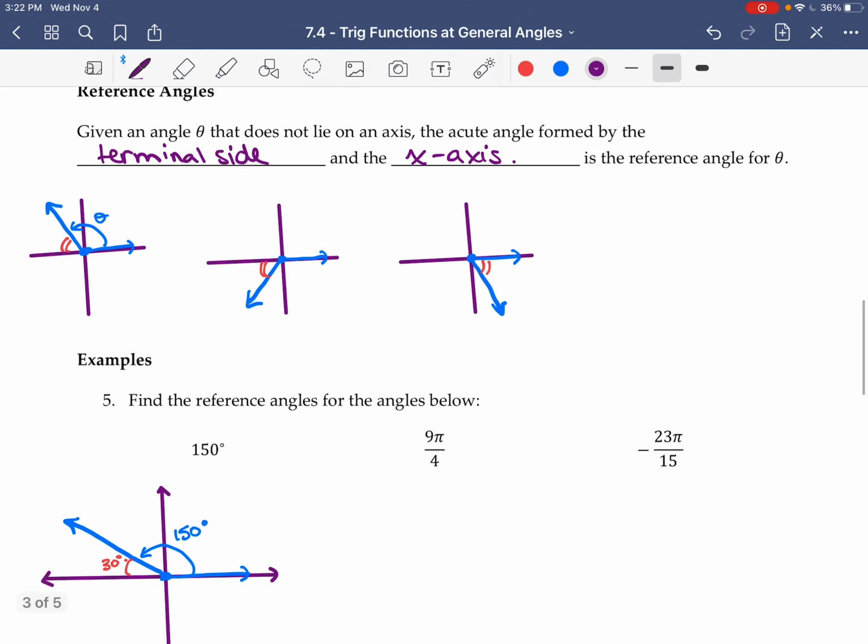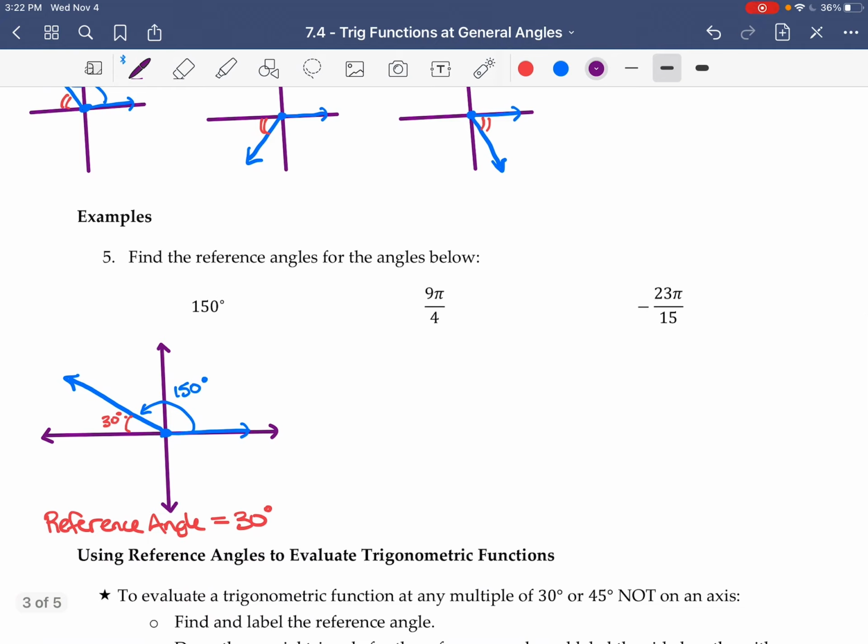Okay, so here we want to find the reference angles. So 9 pi by 4 is equal to 8 pi by 4 plus pi by 4. So that's 2 pi plus pi by 4. So that's a full rotation and then pi by 4 more.